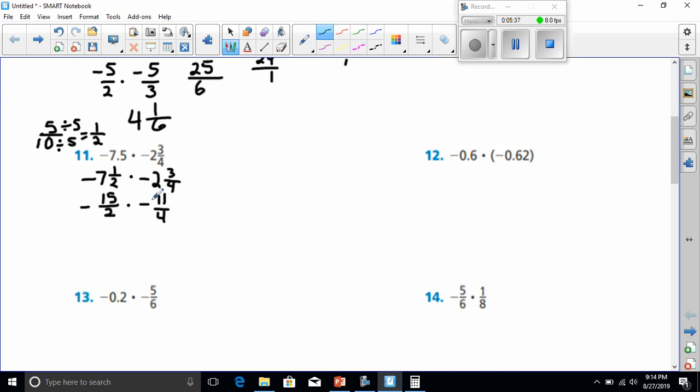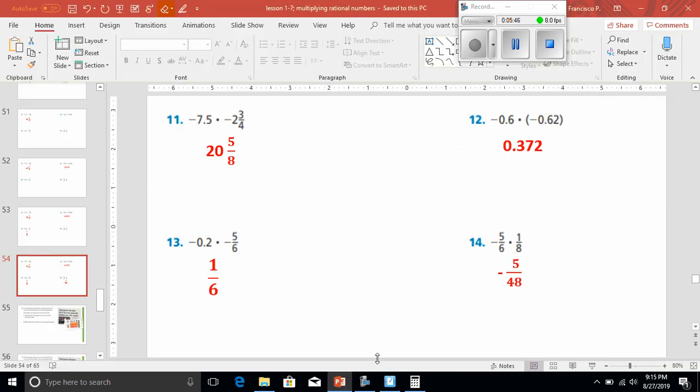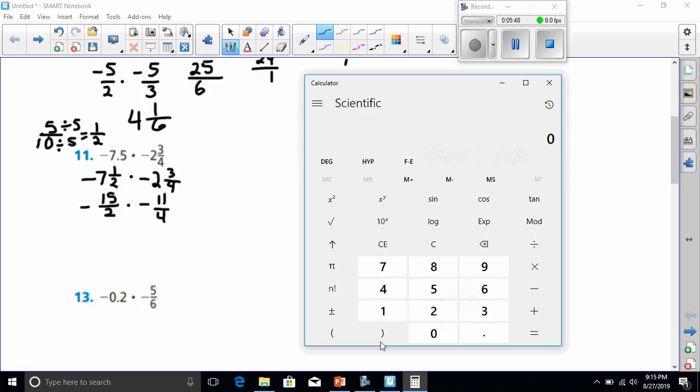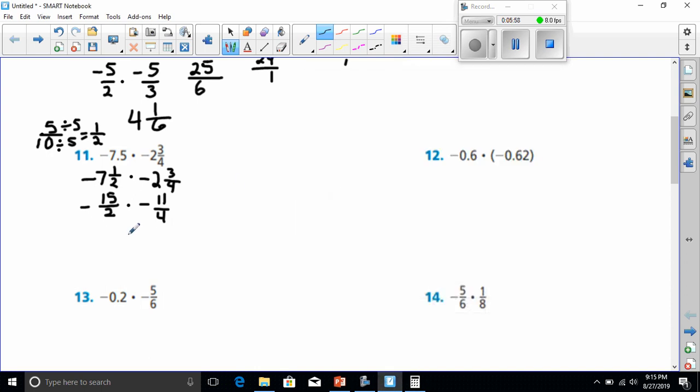And now we multiply the numerator to the numerator and the denominator to the denominator. So 15 times 11, well, let's see here, 15 times 11 gives us 165. So this would be 165 over 2 times 4, which is 8. And we know that a negative times a negative equals a positive.